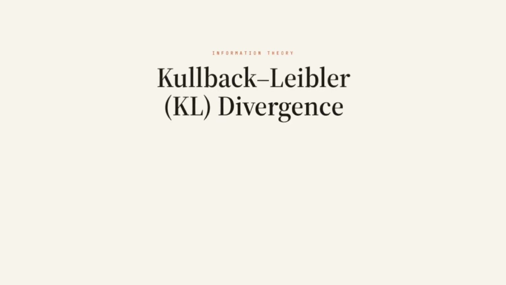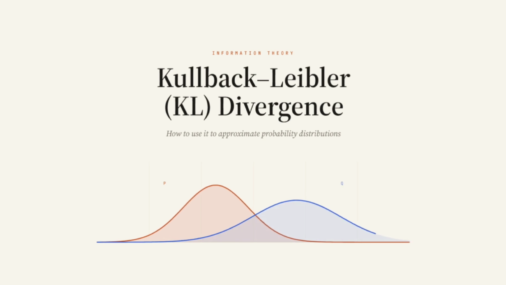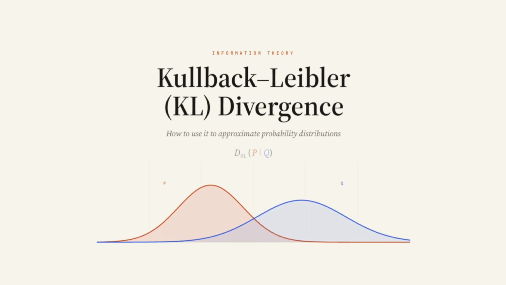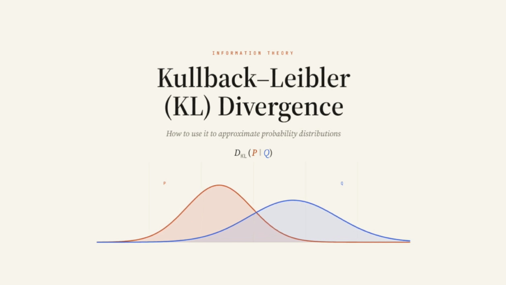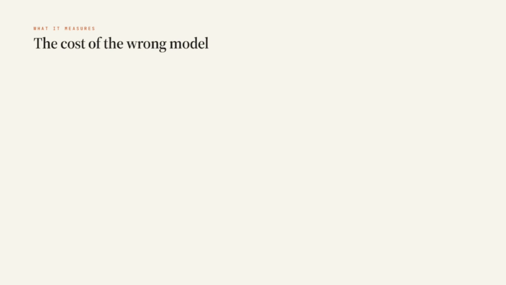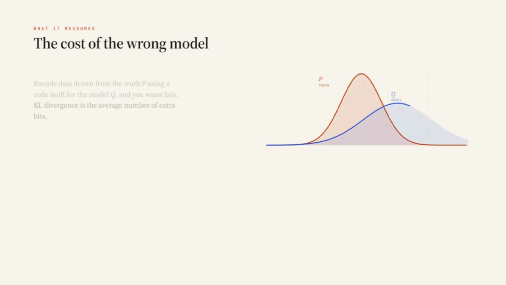Hello everyone. In this video, we'll explore the Kullback-Leibler divergence, or KL divergence for short, and see how it helps us approximate one probability distribution with another. Here, we have two distributions: P, the truth, and Q, our model. So what does KL divergence actually measure?